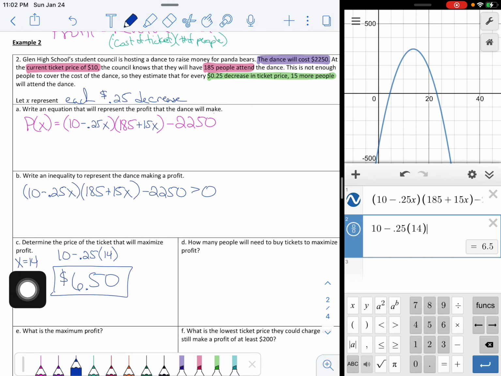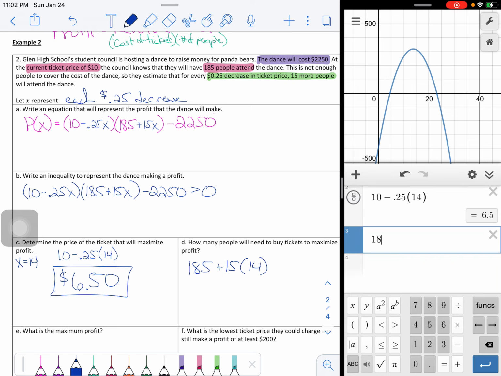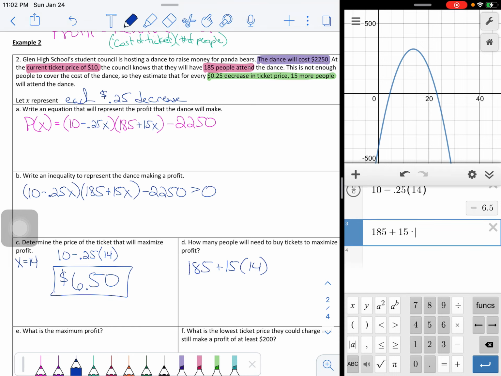Okay. How many people will need to buy tickets to maximize the profit? Well, this is the number of changes that should be made. So apply that to the people part of your equation. So 185 plus 15 times 14. This is where it's helpful to just leave Desmos up, or if you have your own calculator, use that. So 15 times 14.